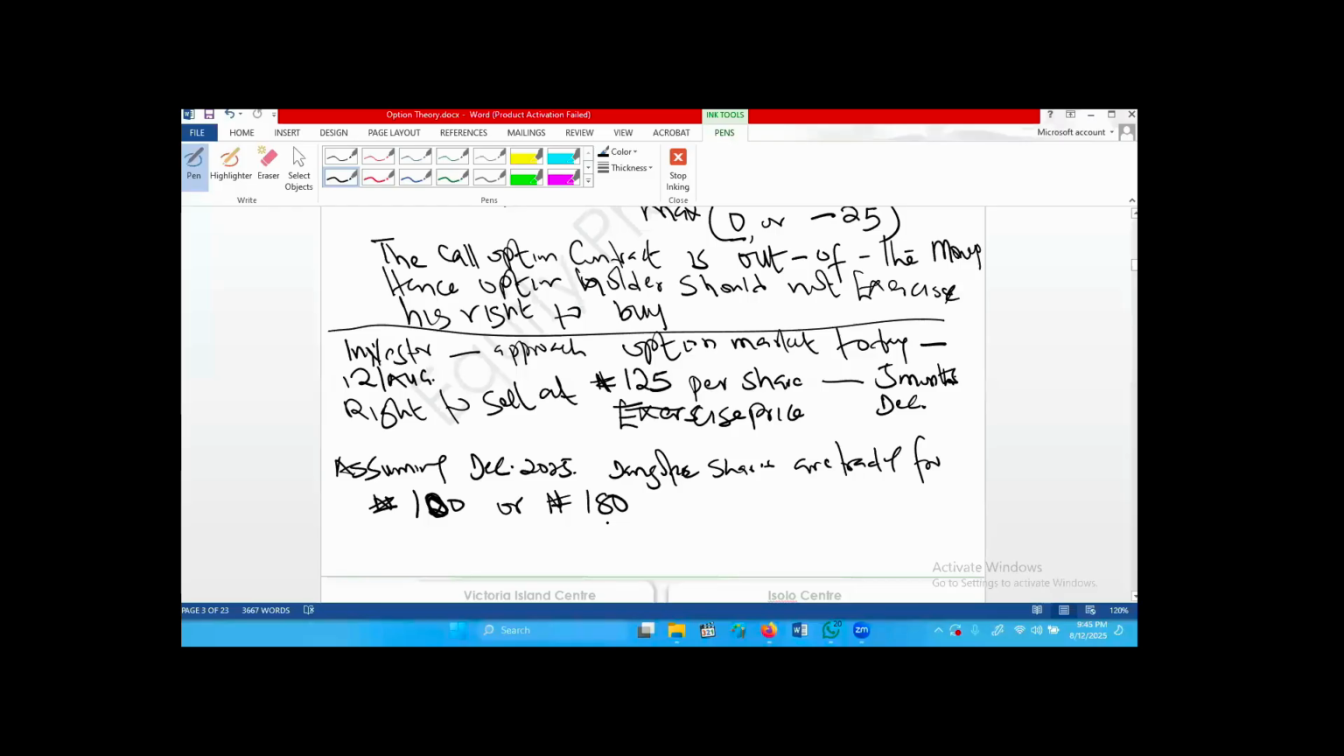Now the question to the class is, will you exercise your right to sell if scenario 1 happens? Assuming Dangote shares are trading for 100 naira. You have obtained a right to sell for 125. Now the shares are trading for 100 naira. The question to this class is, will you exercise your right to sell or not?